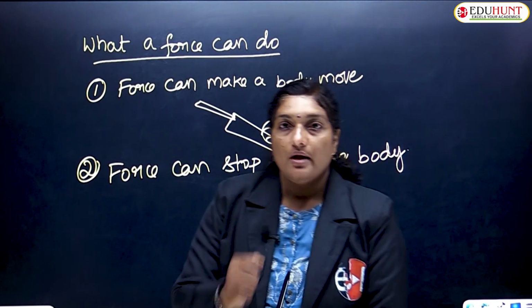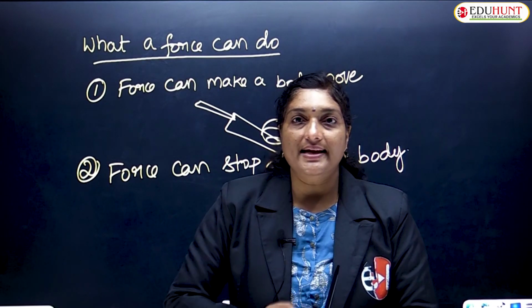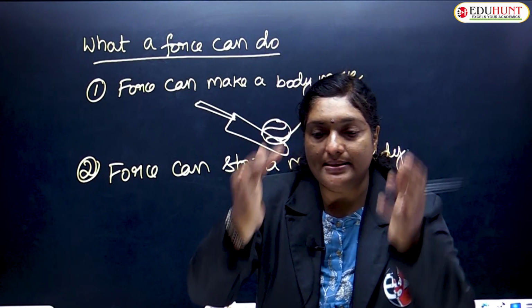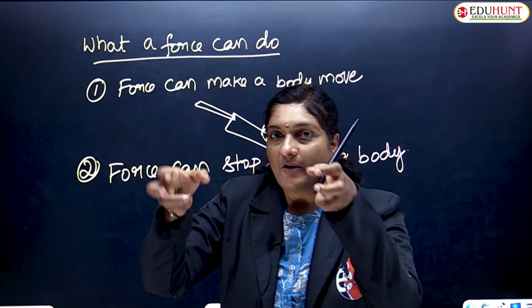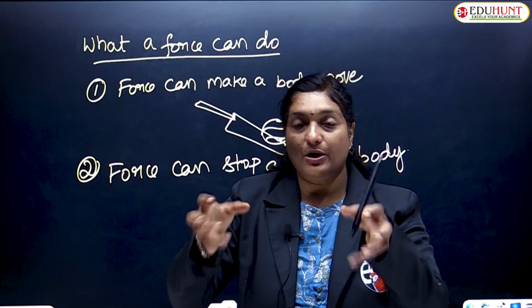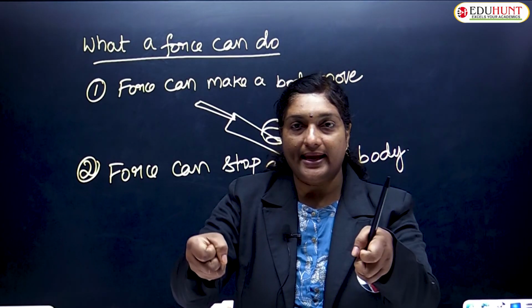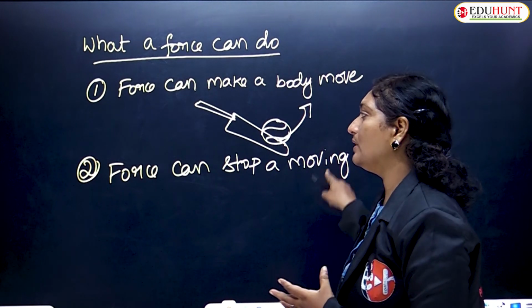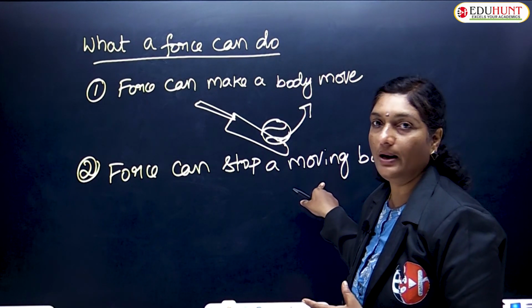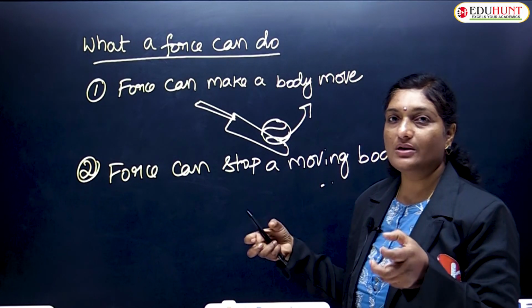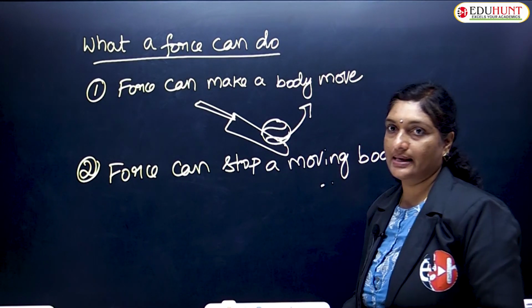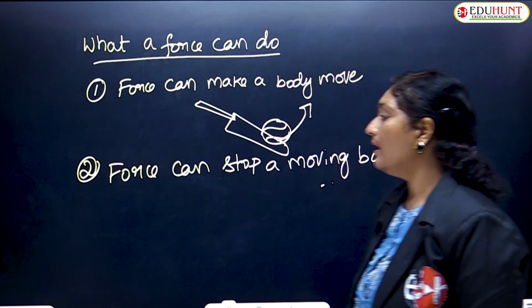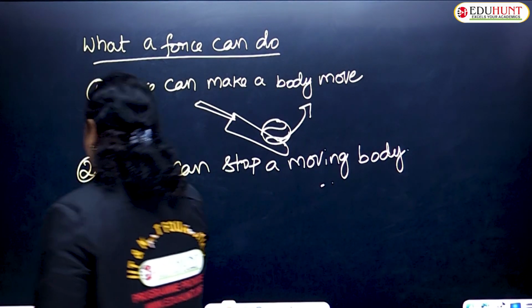Similarly, suppose you are riding a bicycle, and you apply the brakes suddenly. What happens to the bicycle? The bicycle stops. Because of the force applied on the brakes, we can stop the bicycle. So these two examples, the goalkeeper stopping the football and the force on the brakes stopping the bicycle, show that force can stop a moving body.